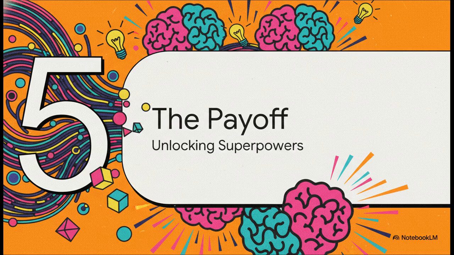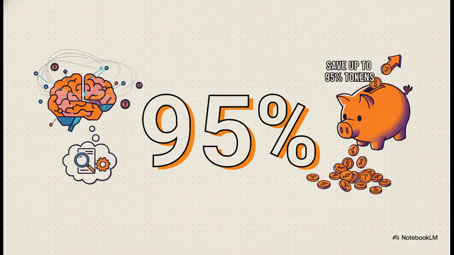So let's talk about the real payoff here, because this isn't just about fixing a bug or an annoying flaw. This is about unlocking entirely new superpowers for Claude. First up, token savings. And this is huge. By not having to re-explain the entire context of your project every single time you start, you can save up to 95% of your tokens on that repetitive setup. Think about that. That frees up your entire token budget for what actually matters, high-quality reasoning and generation.